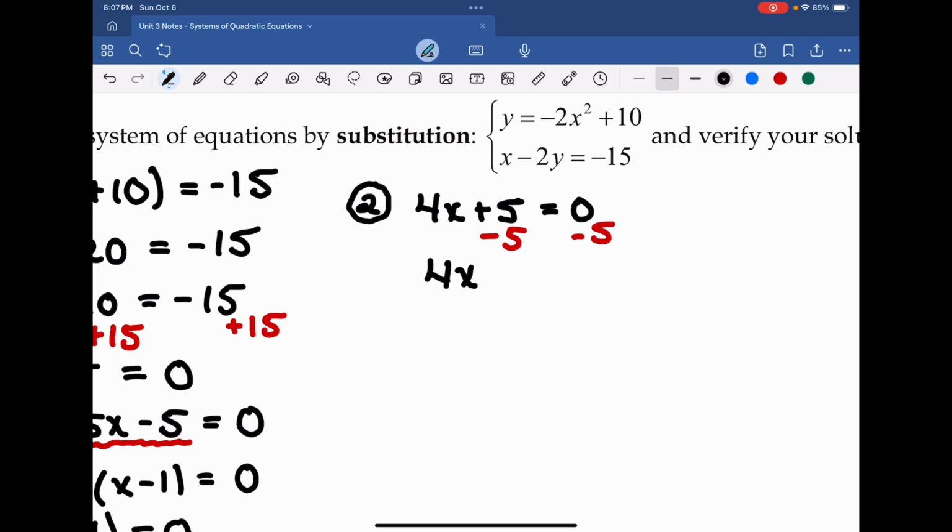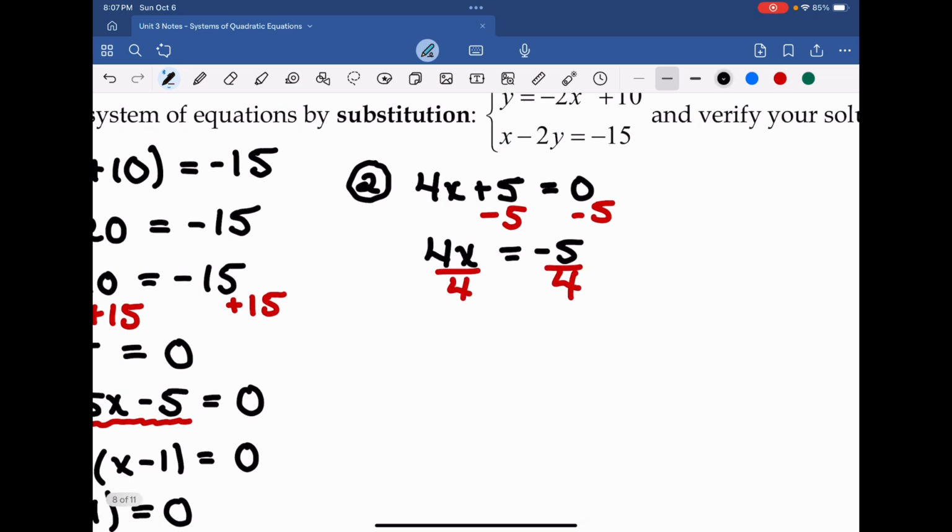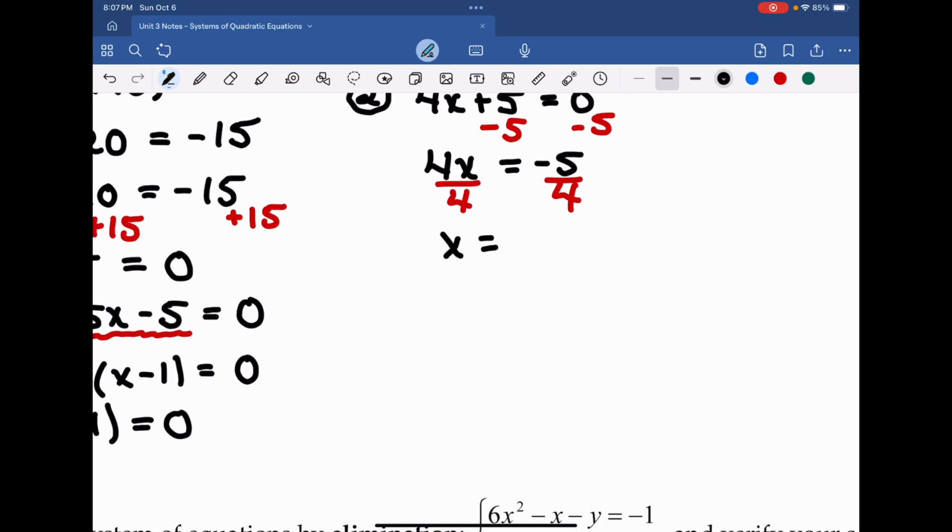There we go. This gives us 4x is equal to negative 5. We divide both sides by the 4 in order to isolate x. And now we're going to have x is equal to negative 5 over 4. There we go. Okay, there's our first x value.